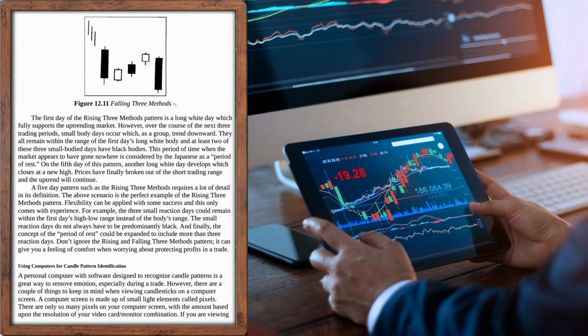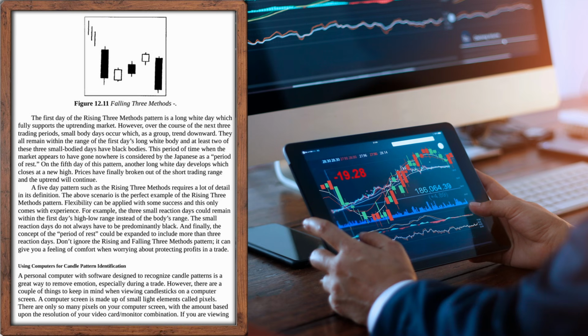The first day of the rising three methods pattern is a long white day which fully supports the uptrending market. However, over the course of the next three trading periods, small body days occur which, as a group, trend downward. They all remain within the range of the first day's long white body, and at least two of these three small-bodied days have black bodies. This period of time when the market appears to have gone nowhere is considered by the Japanese as a period of rest. On the fifth day of this pattern, another long white day develops which closes at a new high. Prices have finally broken out of the short trading range and the uptrend will continue.